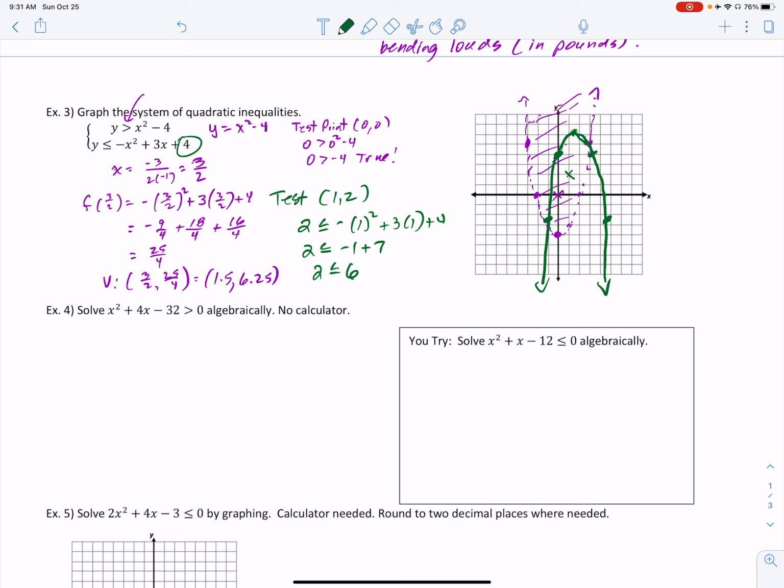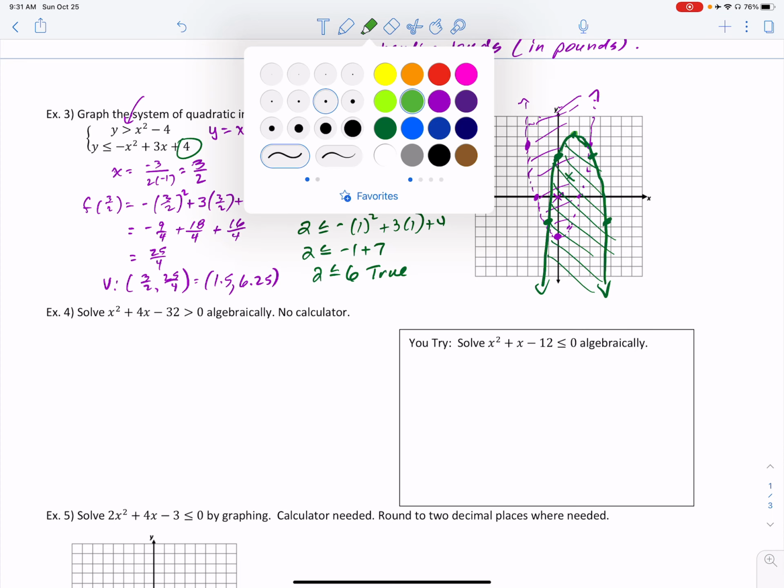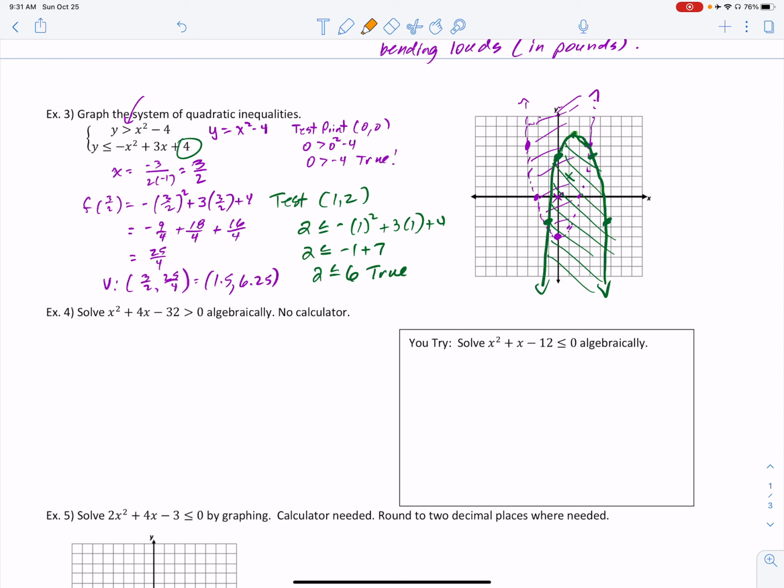And so if I plug in 1, 2, 2 is less than 6 is true. And so I'm going to have the diagonals on this just go the other direction. And then you have to sit back and go, where is it that both of these are shaded? That is your solution set. And where both of these are shaded are in here.